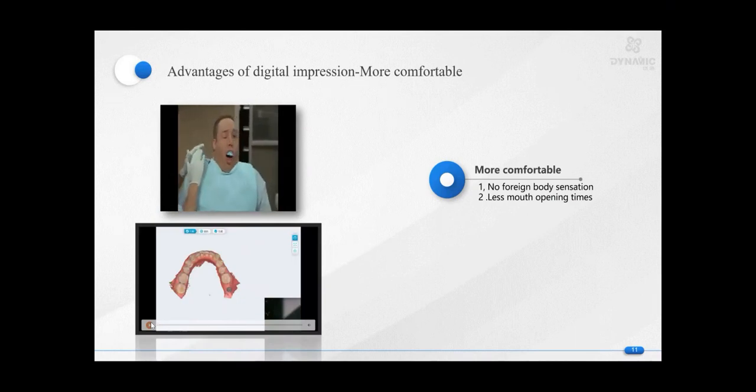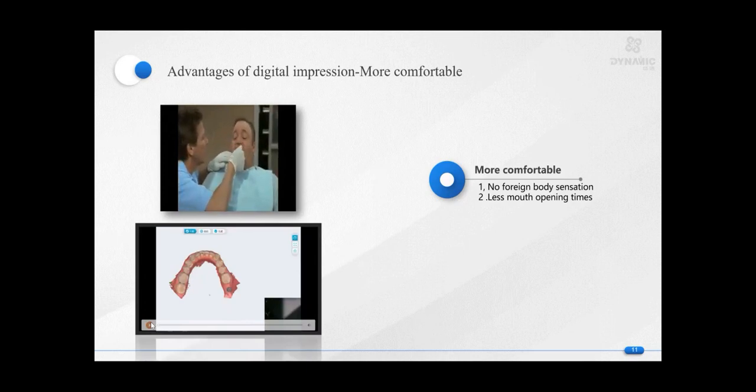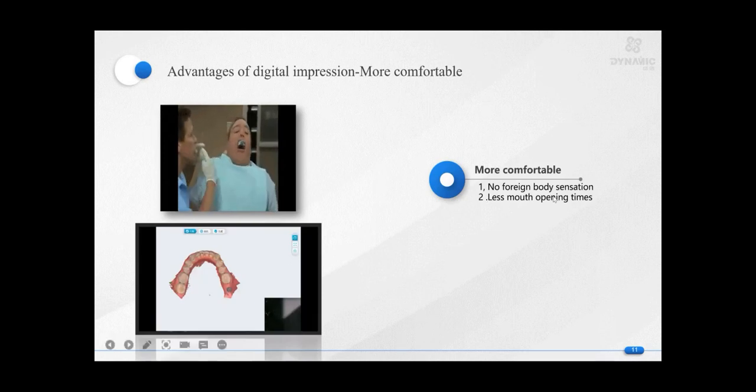And because the digital impression method is faster than the traditional method, there is less mouth opening time for patients during the entire impression process. And if a patient has any discomfort in the digital impression process, he or she can stop and rest at any time, but the traditional impression cannot do this at all. So in short, digital impression is more comfortable for patients, reducing the foreign body sensation and mouth opening time. Okay, let's continue.